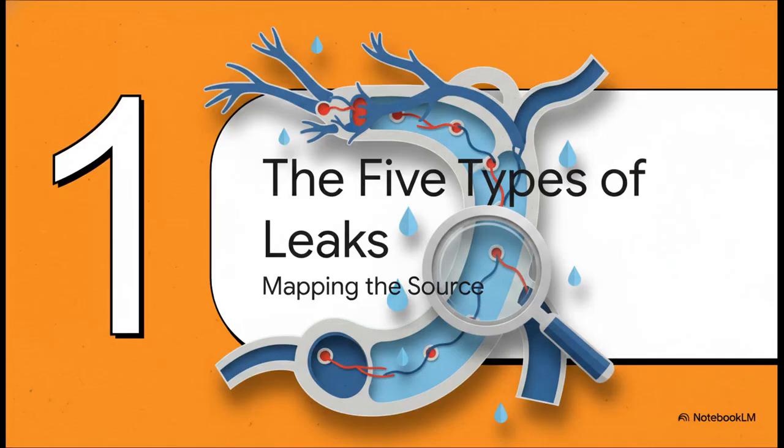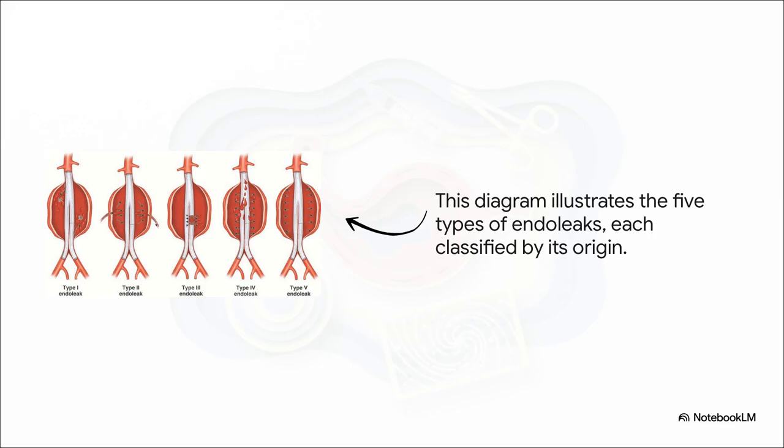Okay, so to fix a leak, you first have to know where it's coming from, right? And in medicine, that means you've got to classify it. Doctors have actually mapped out 5 distinct types of endoleaks, and each one is defined by where that blood flow is starting. And this diagram here just lays it all out so clearly. So, for example, a type 1 leak, that's the one on the far left, happens right at the connection points, either the very top or the very bottom of the graft.